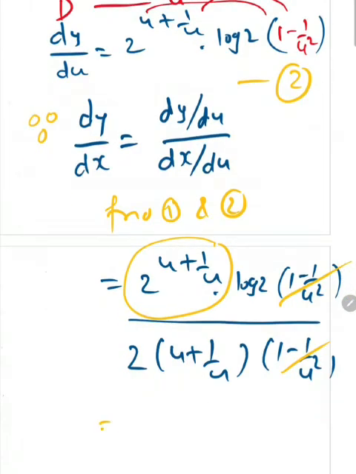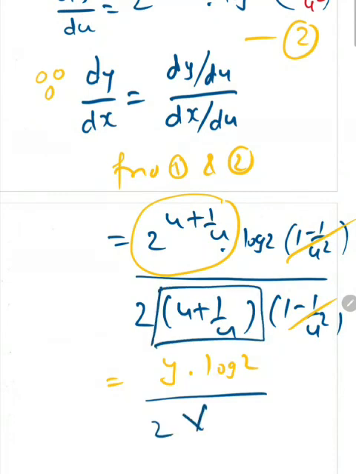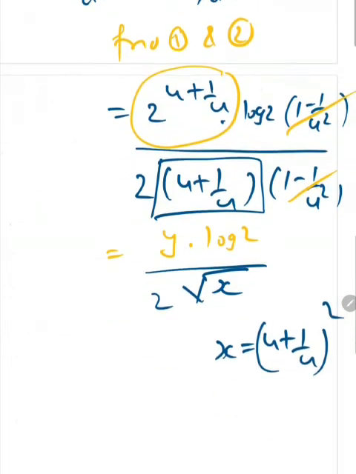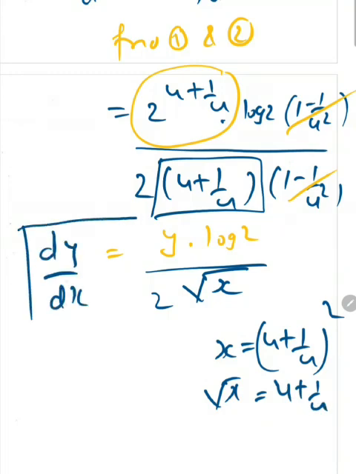That was our y, okay, so y log 2 upon the denominator. What do I write? The denominator will be 2, and can I write u plus 1 by u as root x? Why? Because we have x as (u plus 1 by u) the whole square, so root x will be u plus 1 by u, and this is what you need to understand. This is your dy by dx. Finally, your dy by dx is y log 2 upon 2 root x.